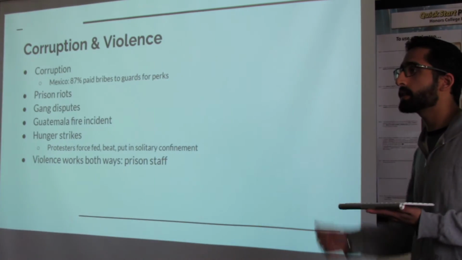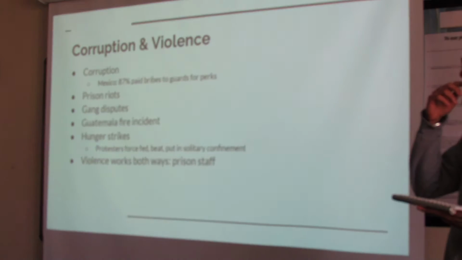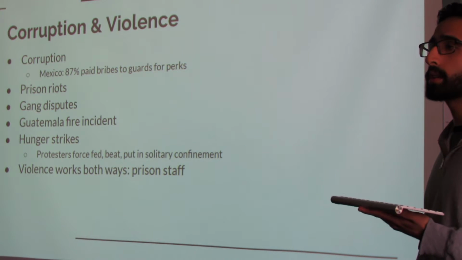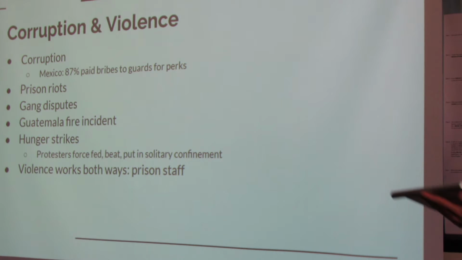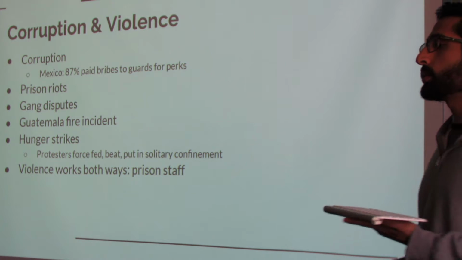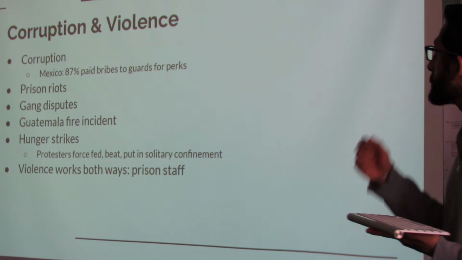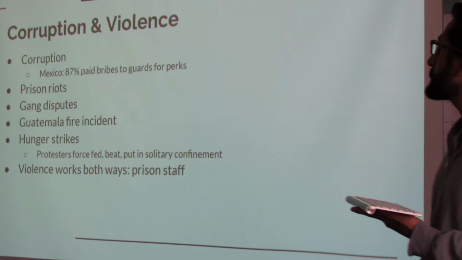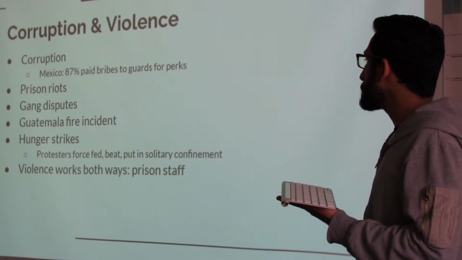Expanding on this idea of violence, I'll go into corruption and violence now. Corruption is not uncommon in prison systems. A survey in Mexico of 64,000 prisoners found that 87% of them paid bribes to guards and officials for perks such as warm showers, increased family time, and cigarettes, among many others. Prison riots are not uncommon, and gang disputes are especially common in Latin American countries.